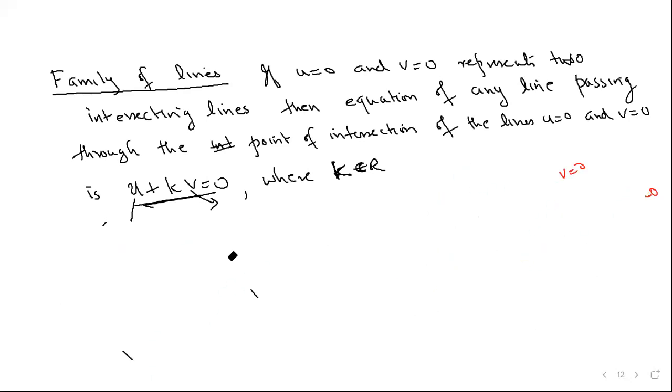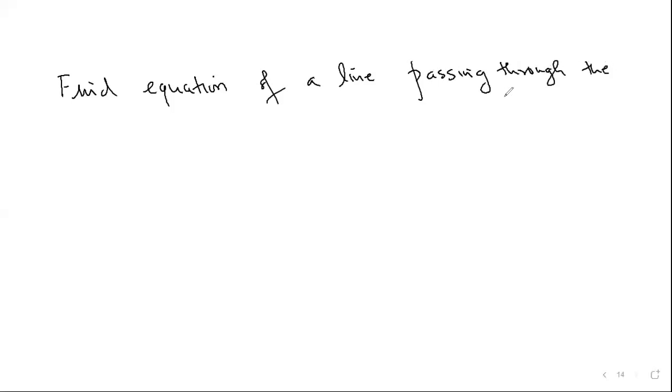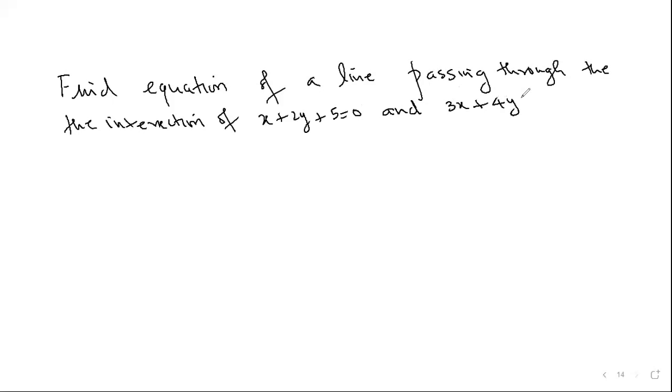Now write a question. Find the equation of a line passing through the intersection of x plus 2y plus 5 equal to 0 and 3x plus 4y plus 1 equal to 0, and also passing through (3, 2).